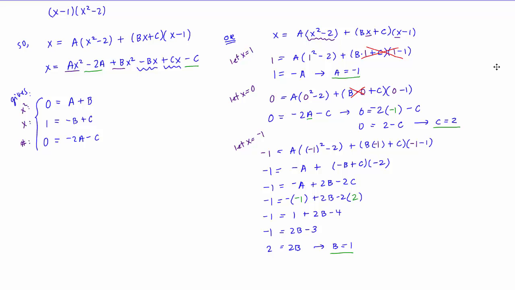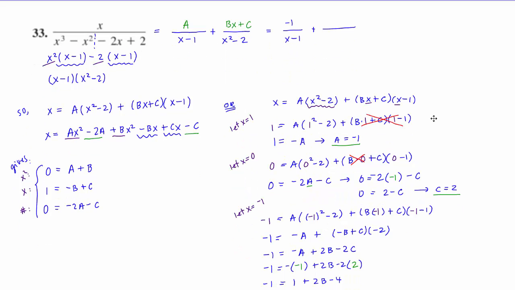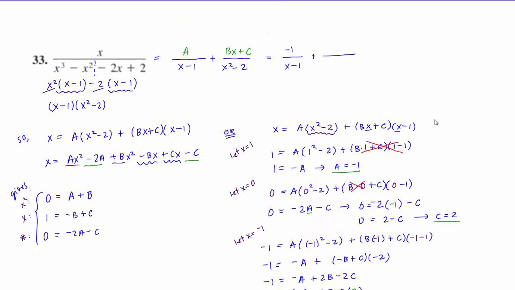Once we get those coefficients, we plug them back in upstairs to finish up our partial fraction decomposition. A is negative 1 over x minus 1, plus b, which we just found to be 1, times x plus c, and c is 2, over x squared minus 2.